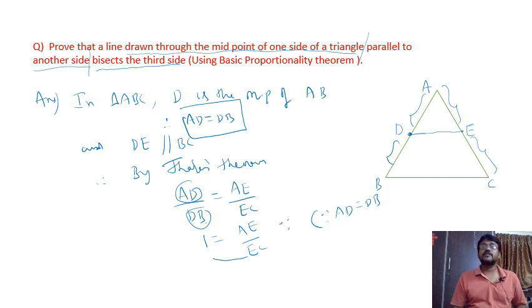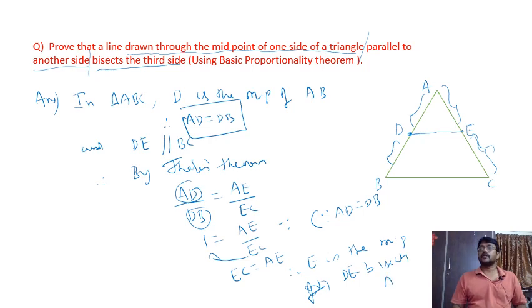So bring this EC to here. EC is equal to AE. That's it. EC is equal to AE. Therefore, E is the midpoint, or you can say that DE bisects AC. Okay, right. Likewise, you can do this problem. Learn it, easy one.